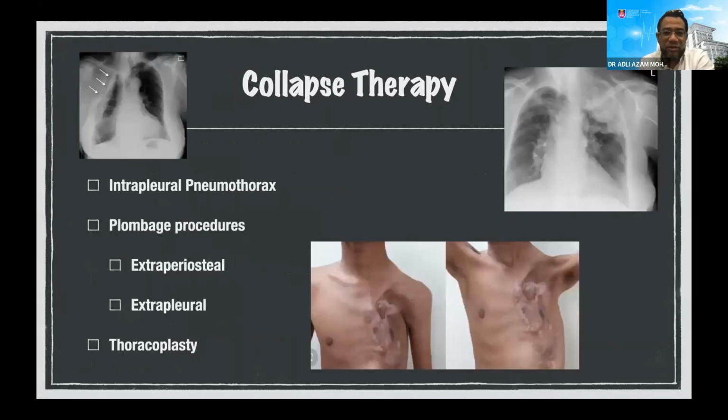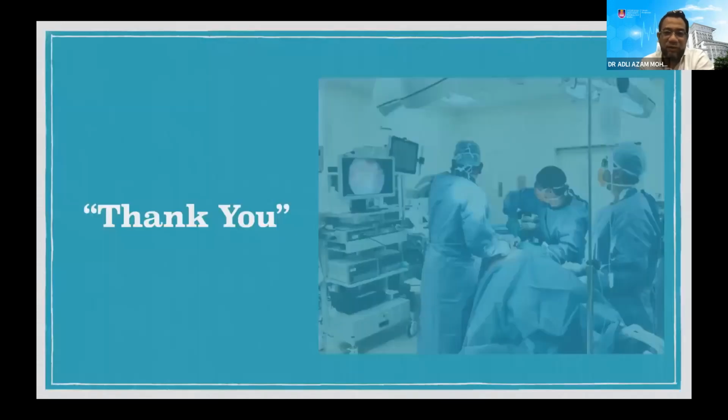Other collapse therapies are intrapleural pneumothorax and the plombage procedure, which I will say is very ancient. Thoracoplasty, as I mentioned, is still being done in certain parts of the world. Thank you. I'm happy to take any questions. It's just an overview. It's good to have some discussion on this.